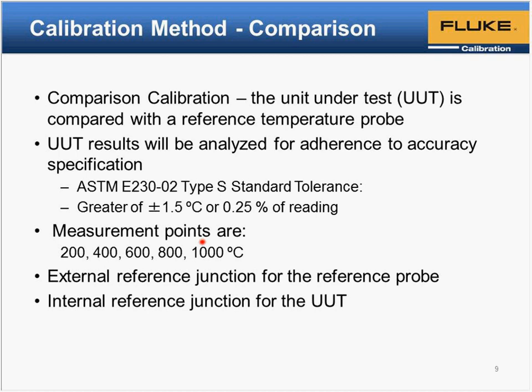1,000 degrees Celsius is where we will be focusing for our uncertainty analysis. Just like I said a couple of minutes ago, we'll be studying uncertainty analysis at 1,000 degrees Celsius, but the principles apply at the other temperatures. You just have to adjust the numbers slightly.